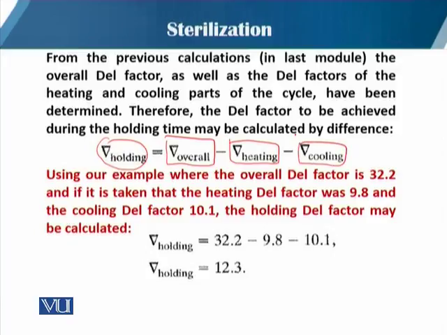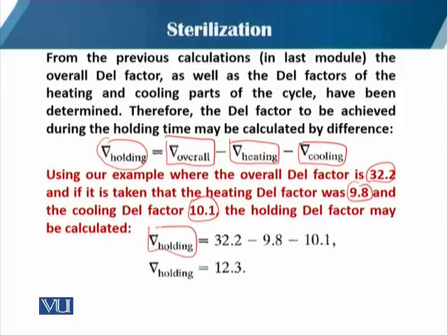of the cooling. So if we take a previous example, as we have calculated when we were dealing with Bacillus stereothermophilus, the overall del factor of Bacillus stereothermophilus is 32.2, and if it is taken that the heating del factor is 9.8 and the cooling del factor is 10.1, then the holding factor can easily be calculated.